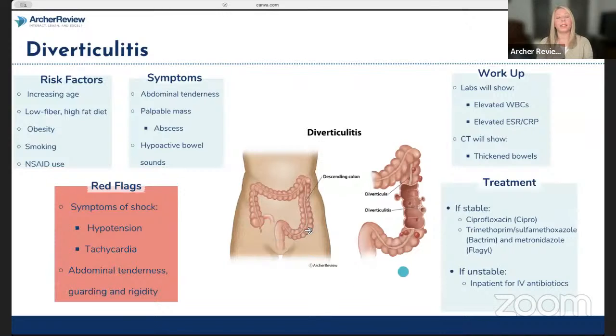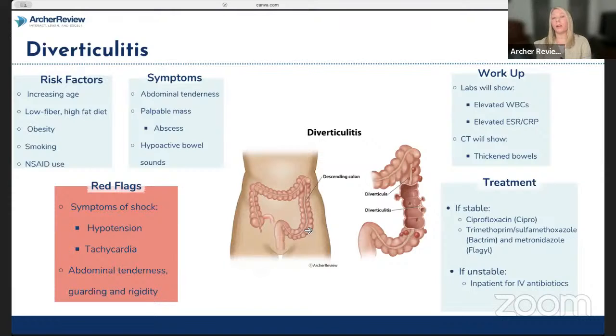All right, up next is diverticulitis. This is inflammation of the colon's tiny pouches. And we used to think this was caused by consumption of seeds, nuts, or popcorn, but that turns out to not actually be the case. Risk factors are actually increasing age, low fiber, high fat diet, obesity, smoking, and NSAID use. Symptoms include abdominal tenderness, a palpable mass, and that's actually probably an abscess that you're feeling, and hypoactive bowel sounds.